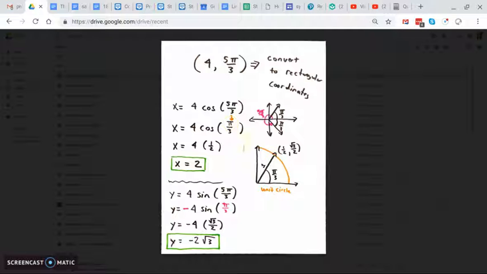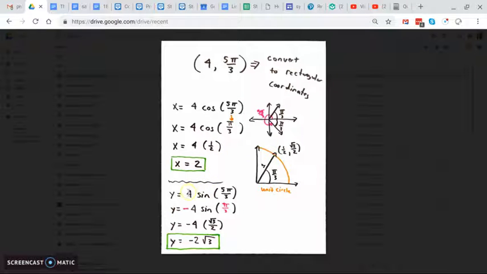And I know from the unit circle here that the cosine of pi over 3 is just equal to 1/2, right? The x value on the unit circle when you've got the rotation of pi over 3. So this is really just 4 times 1/2, or 2.